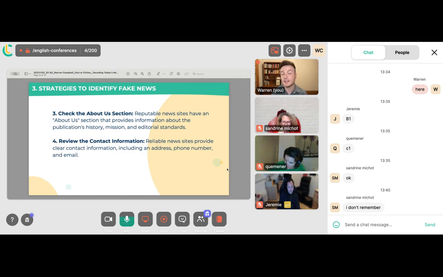Check the About Us section. Reputable news sites have an About Us section that provides information about the publication's history, its mission, and editorial standards. Review the contact information. Reliable news sites provide clear contact information, including an address, phone number, and email.